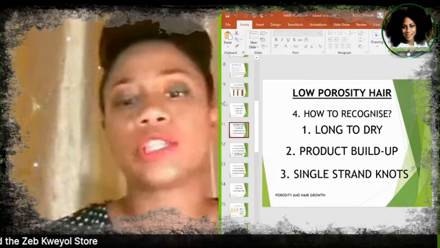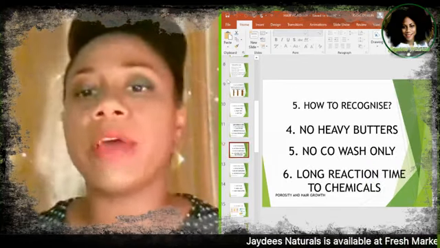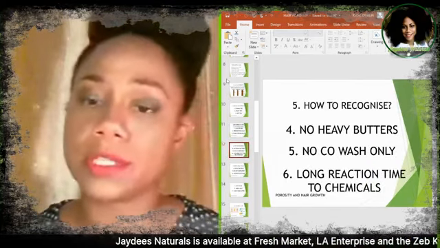Okay. All right, so let's go on to another sign of how we can recognize if our hair is low porosity or not.